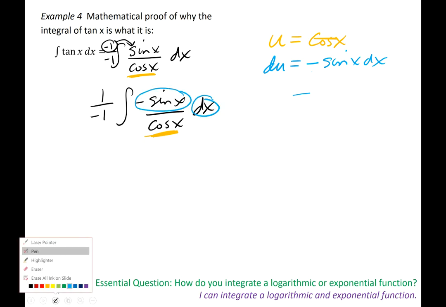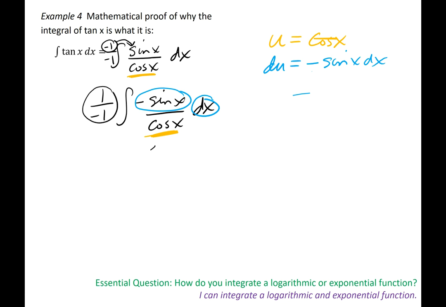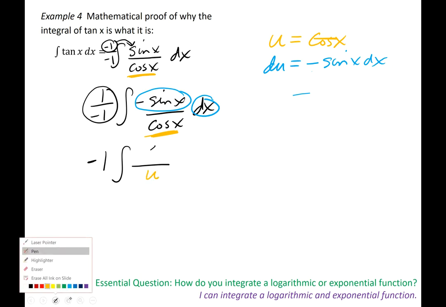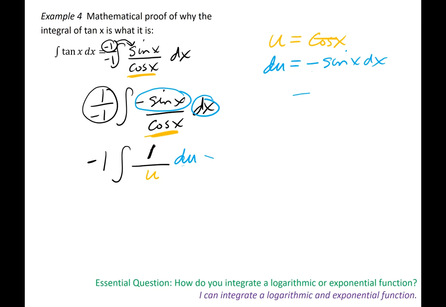And now I am ready to substitute in. This is just going to stay as negative 1. I don't have to write it as the fraction. So negative 1, the integral of, I'm substituting in. For my cosine x, I substitute in u. For my negative sine x dx, I get to substitute in du. There's nothing in the numerator, so I'm just going to keep it a 1. And now I'm ready to integrate. I'm going to keep that negative 1 out in front. And when I integrate 1 over u, I get the natural log, the absolute value of u plus c.